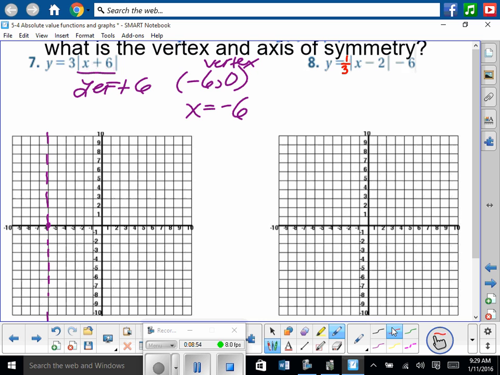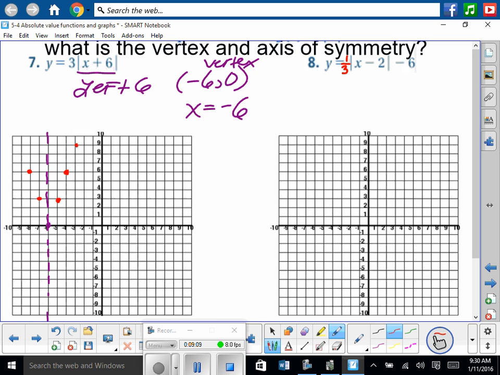So we go up 1, 2, 3 over 1, up 1, 2, 3 over 1, up 1, 2, 3 over 1. Same on the other side, 1, 2, 3 over 1. Or we could just say it's symmetric across this line, the axis of symmetry. So 1, 2, 1, 2. However you want to do it.